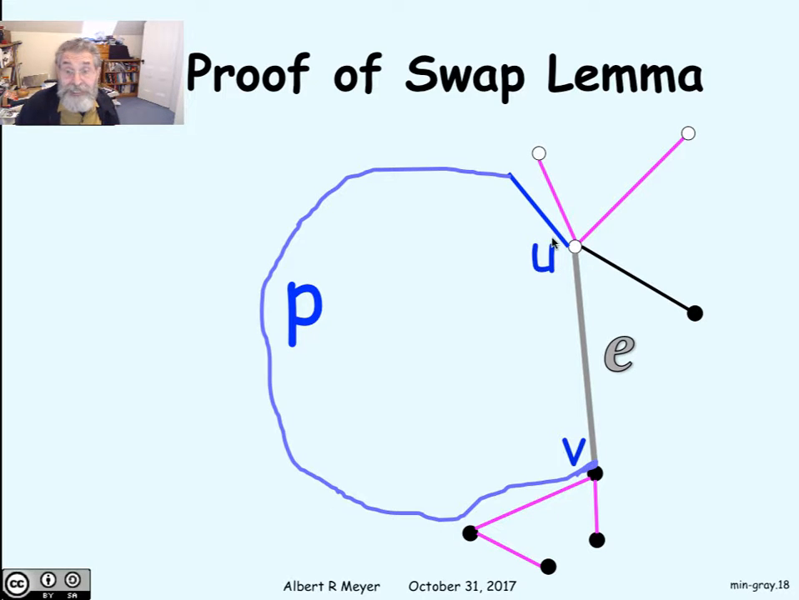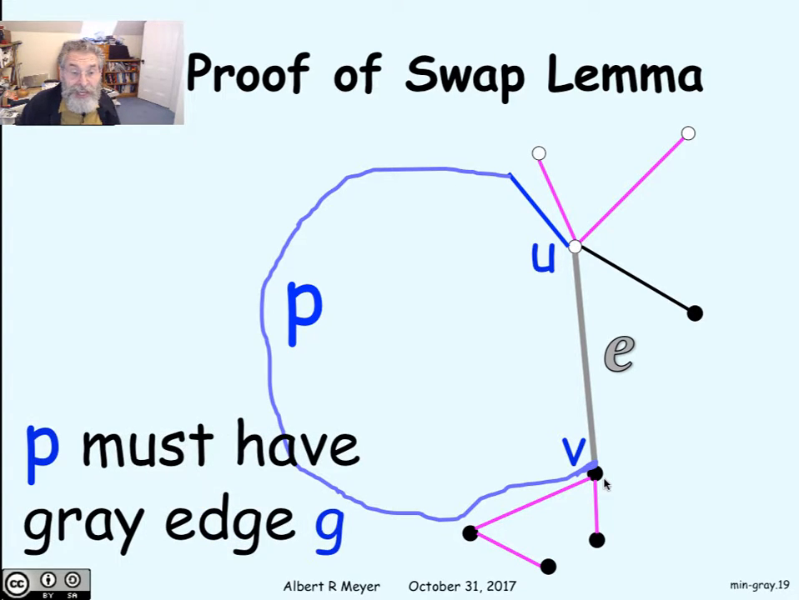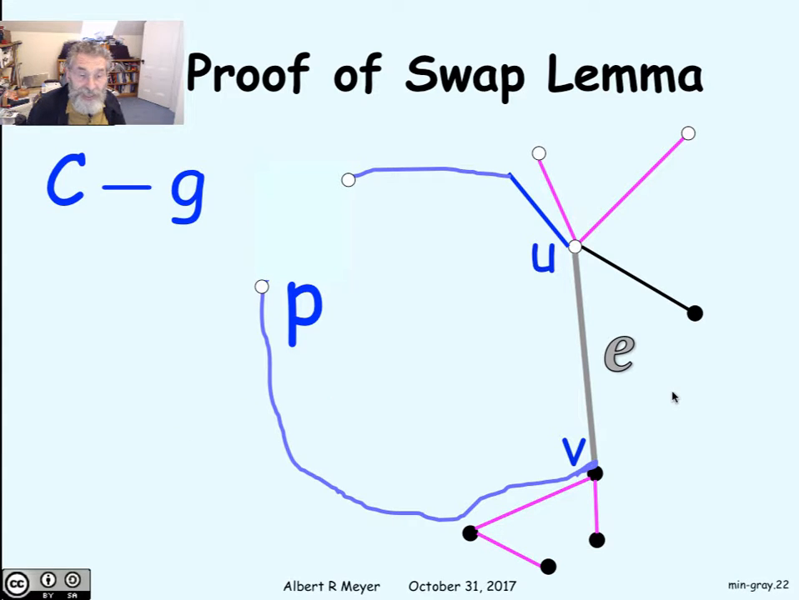Call it P. Now again, this is a path that goes from white to black, which means it has to have a gray edge on it. And that's what I'm looking for. That's going to be G. So G is a gray edge. Since it's gray and E is minimum gray, G is heavier than E. And what I want to do is remove G. So we're saying that E is lighter. Remove G, erase that G edge, add in E, and this is the new structure, C minus G plus E.